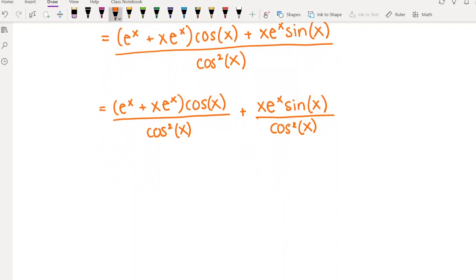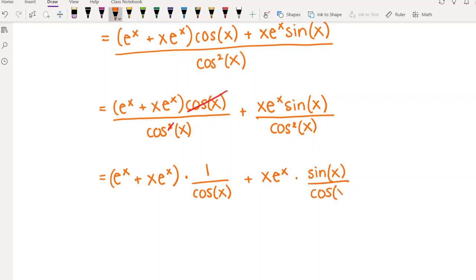So now what can we do? Well, here we have cosine over cosine squared, so we can cancel out one of those cosines. And so we'll be left with e to the x plus x e to the x times 1 over cosine of x. I pulled that 1 over cosine of x out because we're going to turn that into secant, right? Because that's what 1 over cosine is. And then for this other part, there's a few different ways that you could think about it, but I would probably do this. So we have x times e to the x. Then we can split up this cosine squared into two cosines. So we can rewrite this as sine of x over cosine of x times 1 over cosine of x.